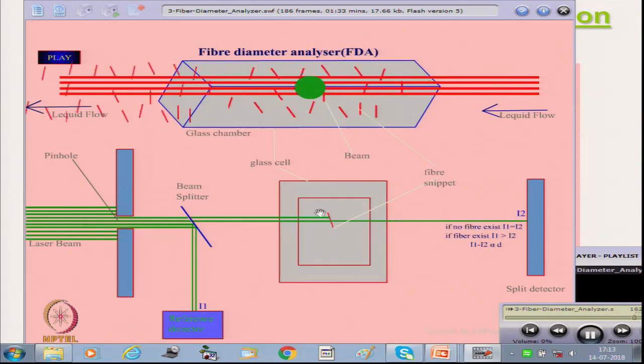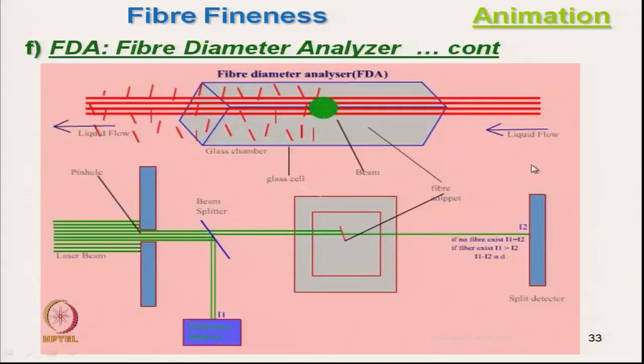Suppose the fiber is moving partially, then the intensity will be different. The intensity of the upper side and lower side will be different, and it will tell that this fiber has not crossed the beam properly. So, that is how this split detector will indicate. This is the principle of measurement of fiber diameter.